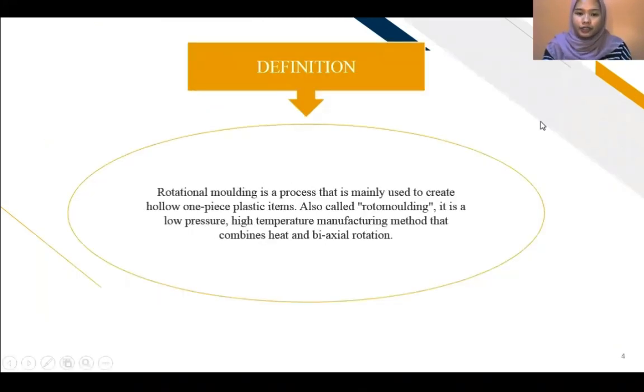Second, definition. Rotational molding is a process that is mainly used to create hollow one-piece plastic parts, also called rotomolding. It is a low-pressure, high-temperature manufacturing method that combines heat and biaxial rotation. Typical molded parts can include fluid containers, compartment liners, speed trays, pallets, and pipe supports.